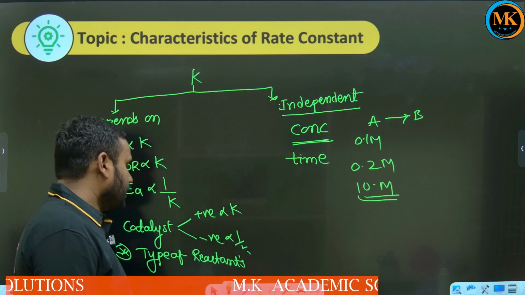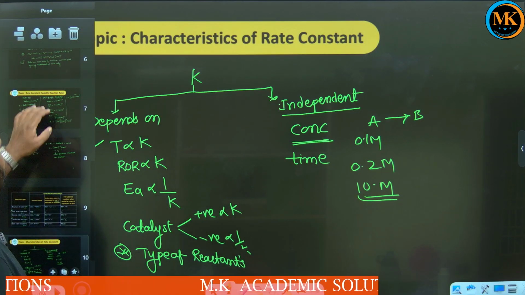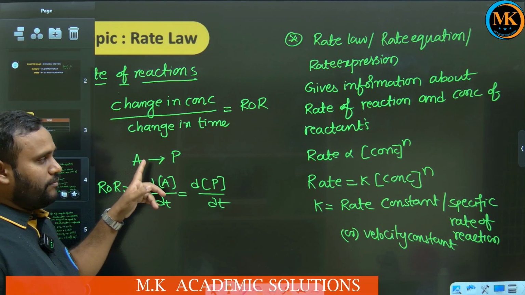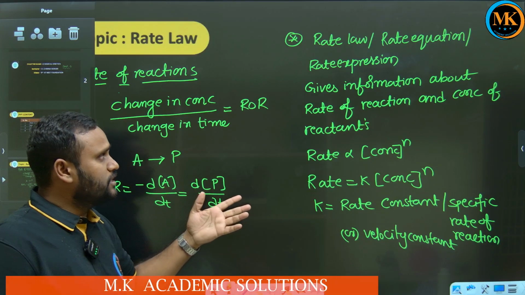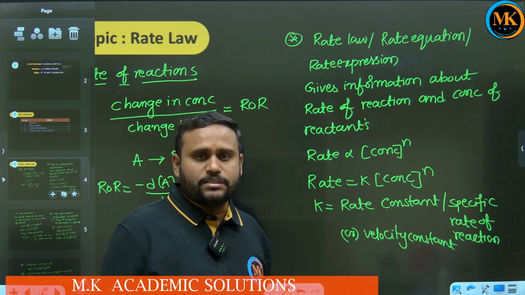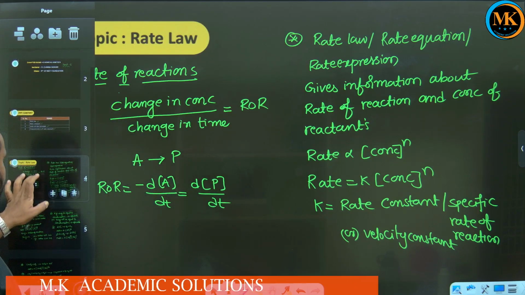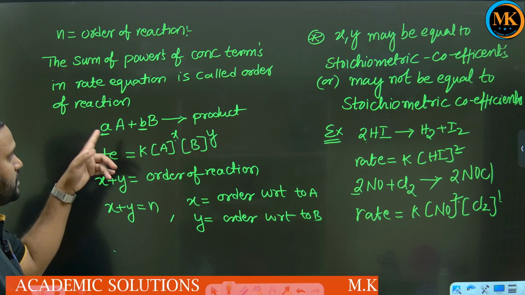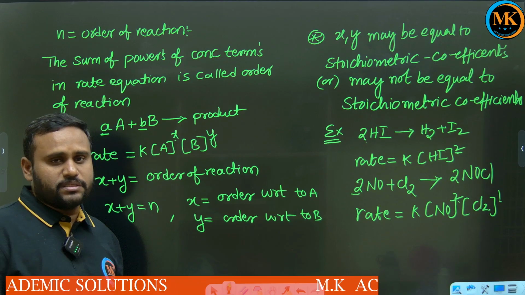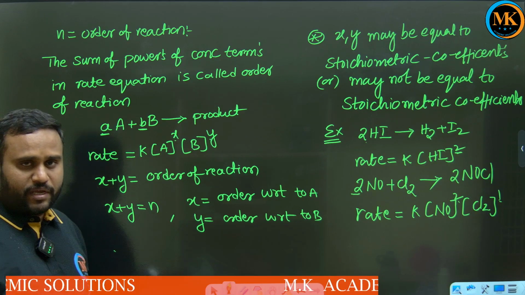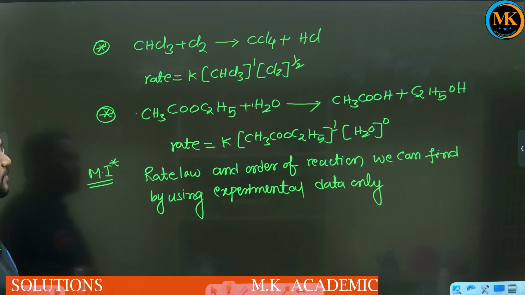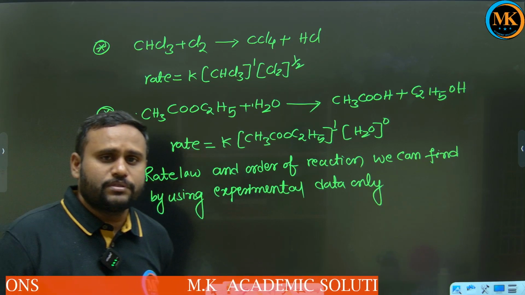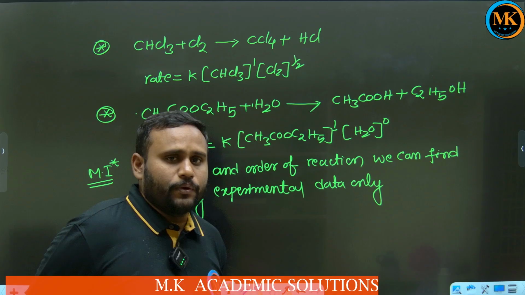This is about the characteristics of rate constant. So what we have discussed so far: we discussed what the rate law is. It gives the relation between the rate of reaction and the concentration of reactants. And next, what is the order of reaction? This is the sum of powers of the concentration terms. The order of reaction we can find out by using experimental data only, and the rate expression also we write by using experimental data only.